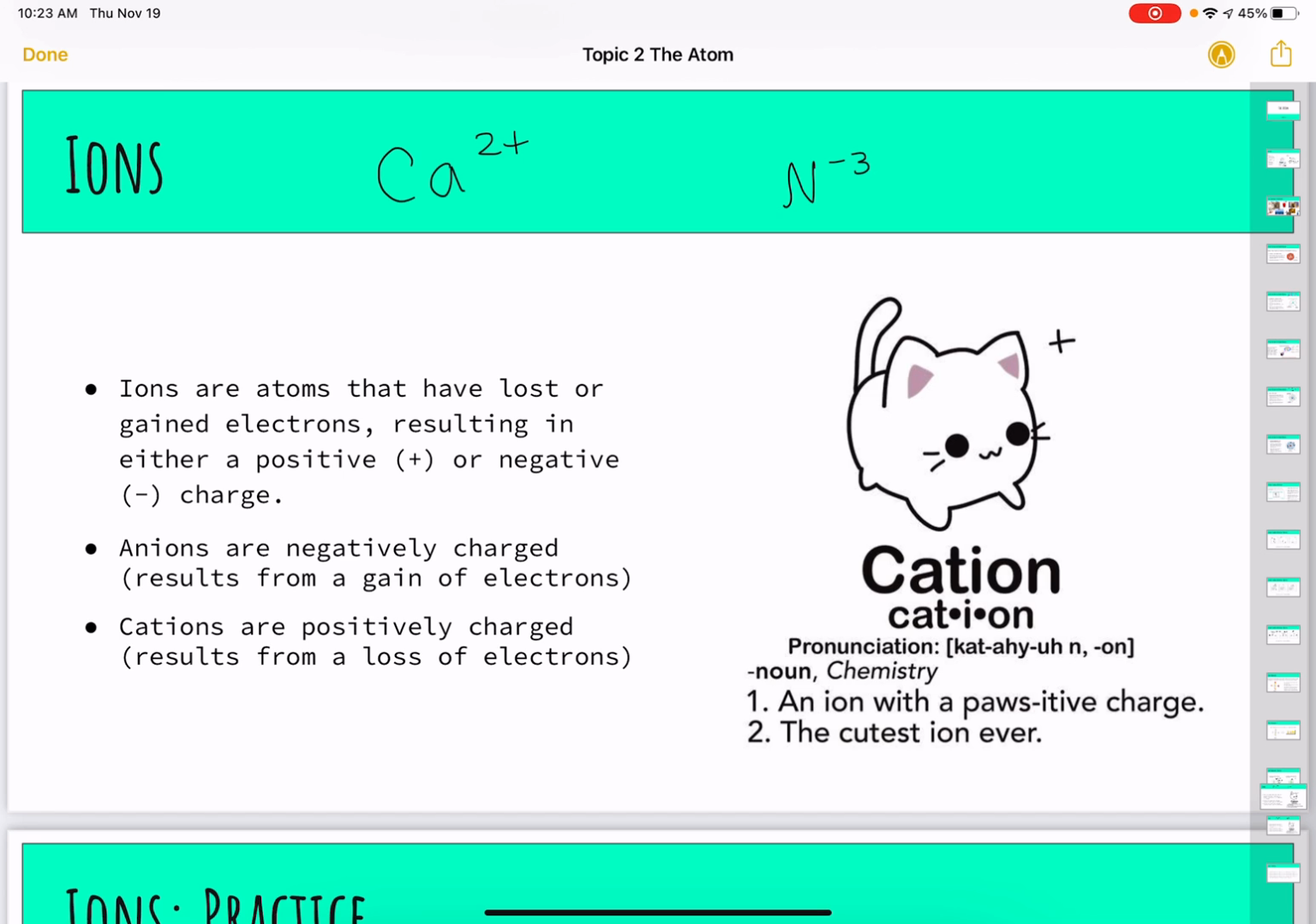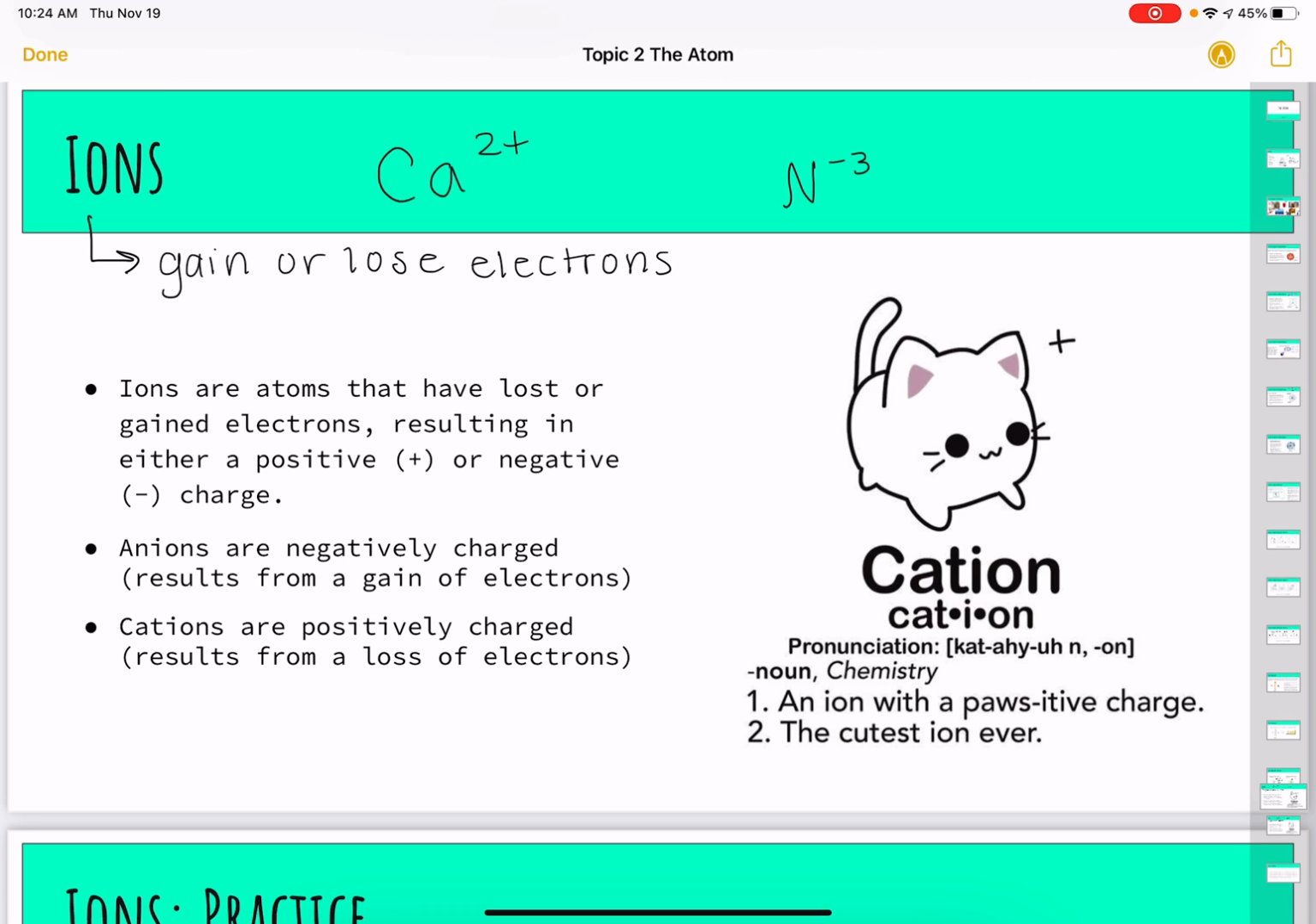Ions are atoms that have lost or gained electrons. Something really important about ions is that they gain or lose electrons. So the only thing that ever changes in an ion is the electrons.